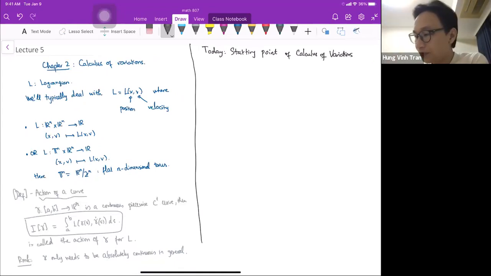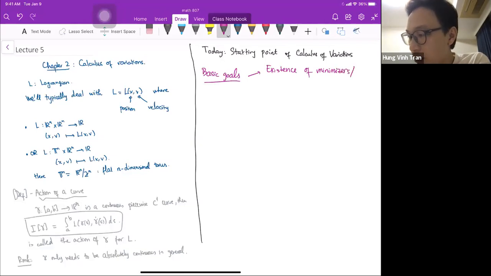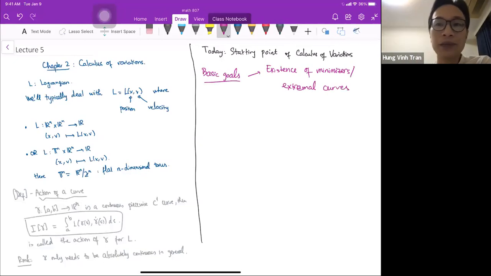So, maybe let me write out the basic goals. Here is going to be existence of minimizers, or in general, it could be just extremal curves. Extremal curves. In calculus of variations, people can say extremal curves are essentially critical points.